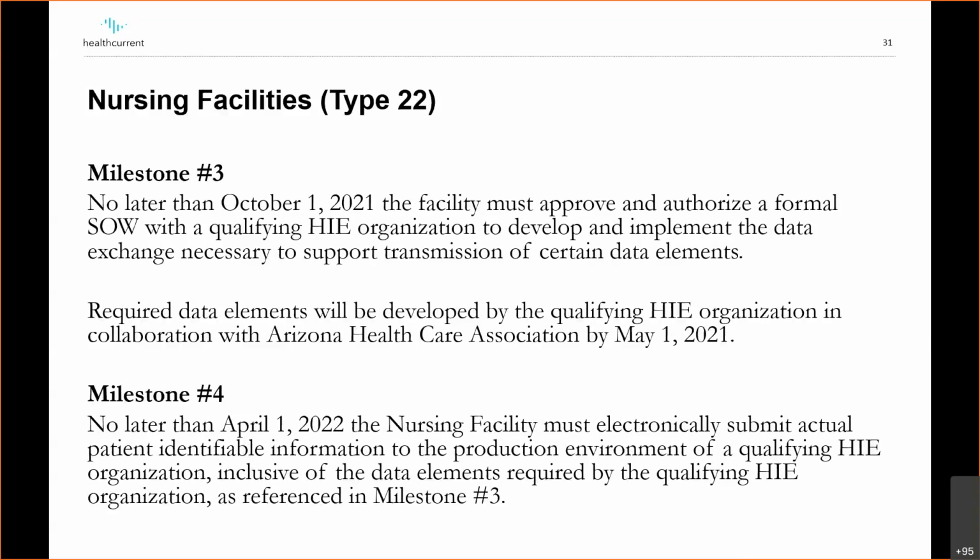And then in milestone 4, no later than April 1st, 2022, the nursing facility must electronically submit actual patient identifiable information to the production environment of the HIE, inclusive of the data elements required by the qualifying HIE organization in milestone 3.